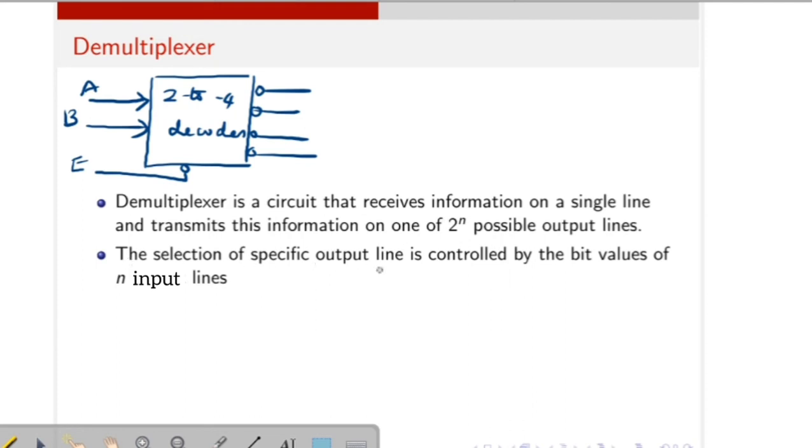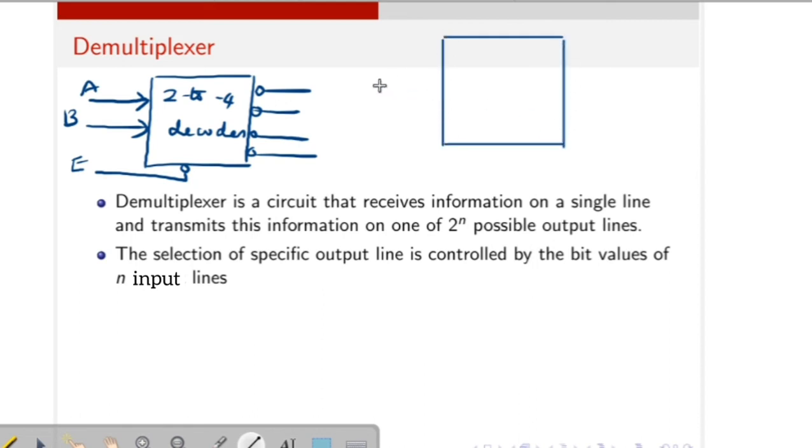The selection of the specific output line is controlled by the bit values of the n input lines. So here AB acts as the n input lines. So this input line selects one of the outputs from the 4 outputs. In the case of 2 to 4 decoder, it does act as a demultiplexer. So we can draw the block diagram of demultiplexer.